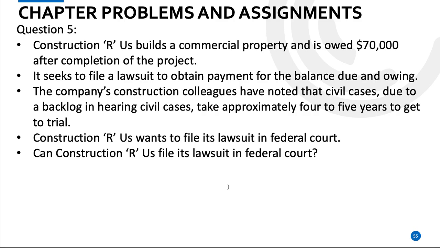Question 5. Construction R Us builds a commercial property and is owed $70,000 after completion of the project. It seeks to file a lawsuit to obtain payment for the balance due and owing. The company's construction colleagues have noted that civil cases, due to a backlog in hearing civil cases, take approximately 4 to 5 years to get to trial. Construction R Us wants to file its lawsuit in federal court. Can Construction R Us file its lawsuit in federal court?